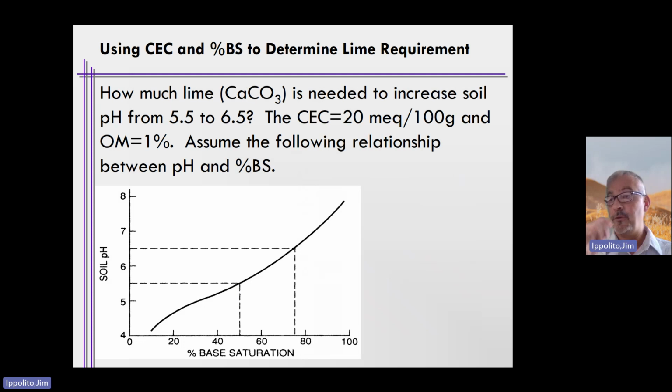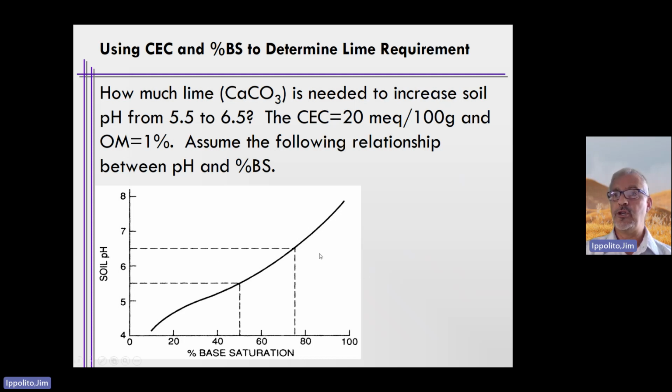So let's do this. Let's look at this question here. How much lime, and let's just say calcium carbonate, is needed to increase the pH from 5.5 to 6.5? Right, so we're going from these two dashed lines, from 5.5 initially to 6.5, and we're changing the base saturation from 50 to 75%. This soil has a cation exchange capacity of 20, and the units are milliequivalents per 100 grams. We're going to talk about this in more detail in Unit 4. And it has organic matter content of 1%.